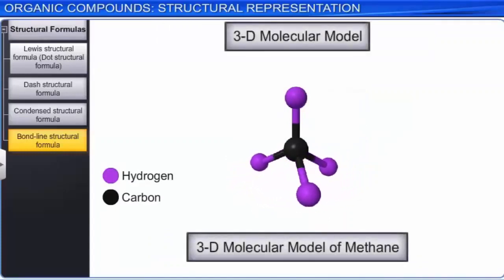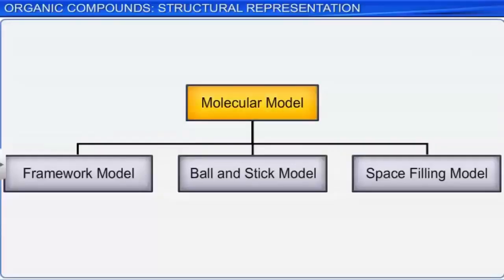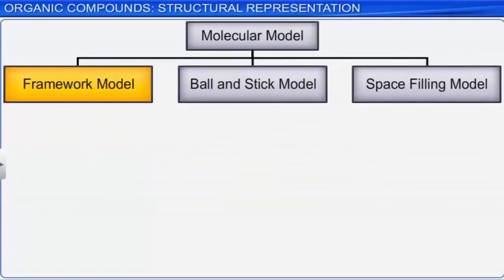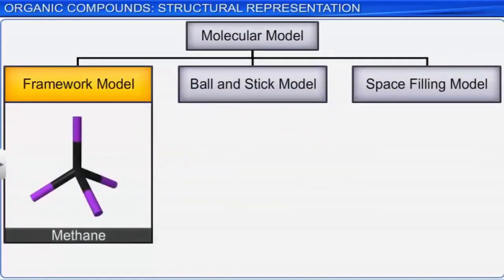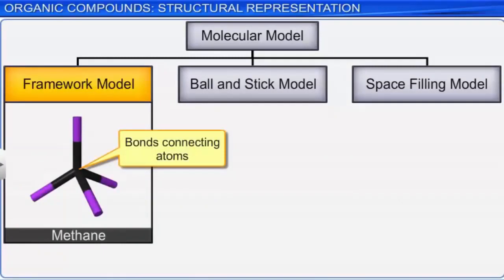3-dimensional molecular models are used for better visualization and perception of the shapes of organic compounds. There are 3 types of molecular models: framework model, ball and stick model, and space filling model. In the framework model, the atoms are not shown. Only the bonds connecting the atoms of a molecule are shown. This model is used to study the patterns of bonds and does not consider the size of the atoms.